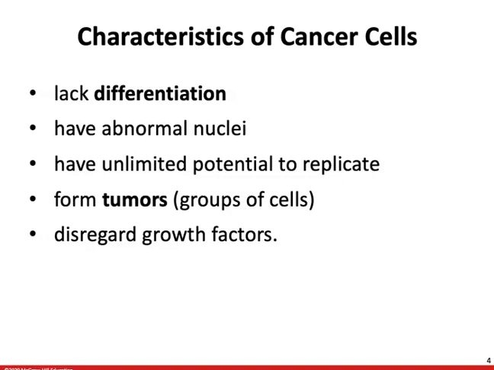One of the things that's pretty abnormal about them is the nuclei. Cancer cells have abnormal nuclei. A lot of times they're enlarged and contain an abnormal number of chromosomes. We'll see that they tend to have a lot of chromosomal mutations as well.